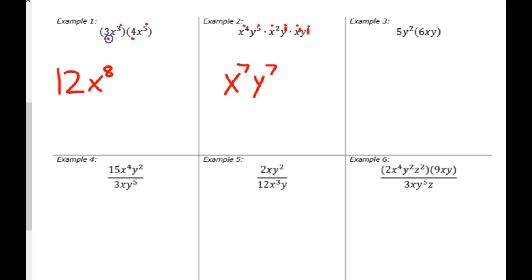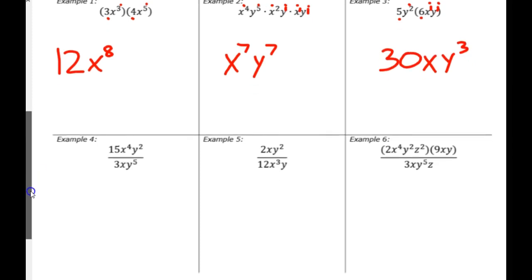Alright, example 3. Again, with the coefficients we multiply, so 5 times 6. Okay, these are 1s. Now x, the only one is x to the 1 power, so that's x. We already have that one. And then our y's, y squared times y to the 1 power. Again, we add them up. 2 plus 1 is 3.